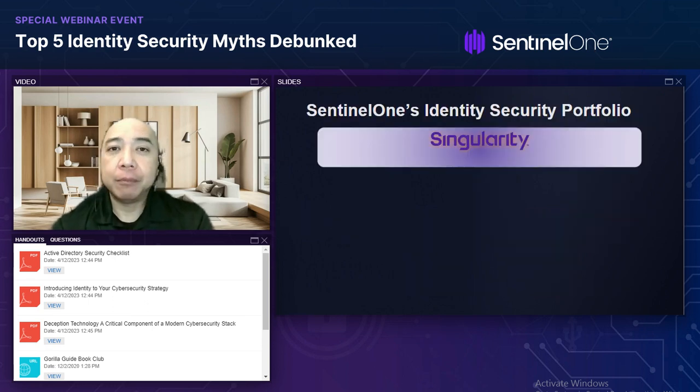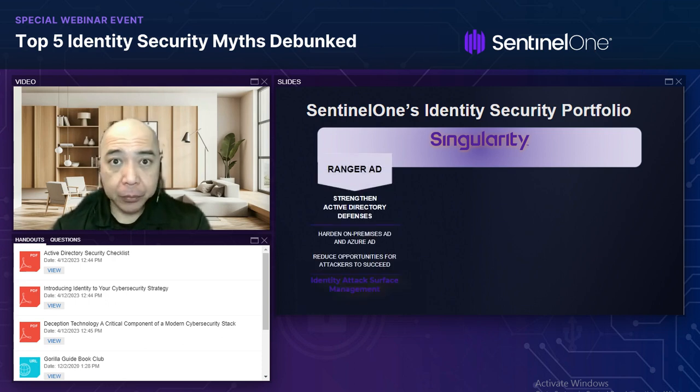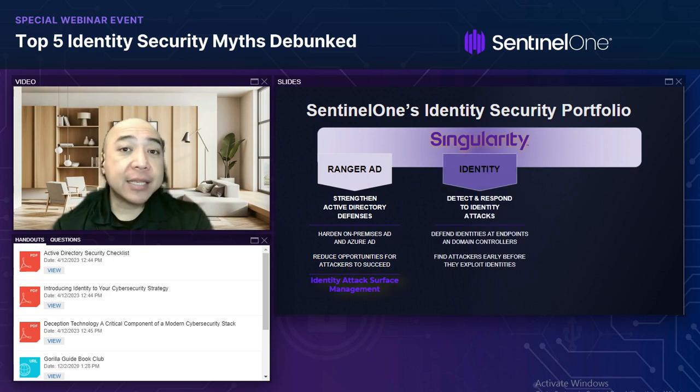And so very briefly then, there are only 2 slides that are going to cover this. SentinelOne has a pretty robust identity security portfolio. We have Ranger AD, which is designed to strengthen your Active Directory defenses. This is our identity attack surface management solution. This will harden your on-premises and Azure Active Directory, and we talk about this as reducing the opportunities for attackers to succeed. The next part is Singularity Identity, which is our identity threat detection and response solution. This will detect and respond to identity attacks. It will defend identities at endpoints and at domain controllers, so it's going to find them early before the attackers can actually exploit these identities.